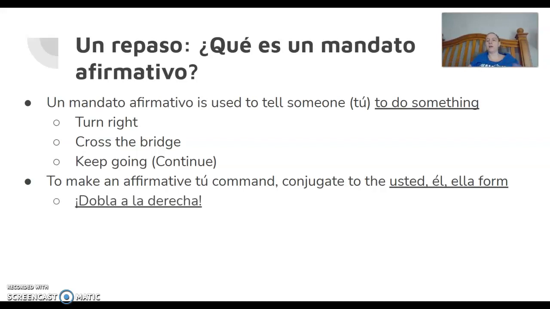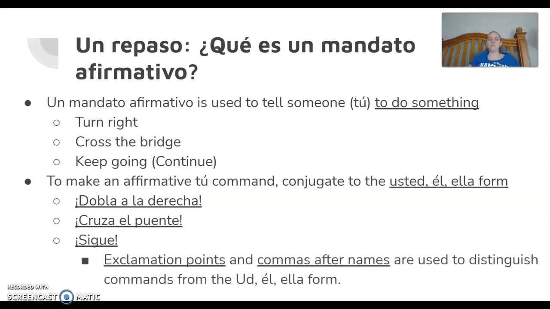So turn right, dobla a la derecha. Cruza el puente, cross the bridge. Sigue, keep going. So you're just dropping the S off of the tú form. That's really all it is. You're going to use exclamation points when you're writing, or a comma after someone's name, to distinguish a command from the he, she form. Like Elena cruza el puente, Elena crosses the bridge, versus Elena, cruza el puente, Elena, cross the bridge. And so you just use the tone of your voice when you're speaking to differentiate between commands and statements. And then when you're writing, you use exclamation marks and or a comma.